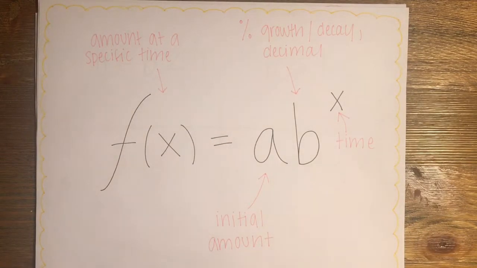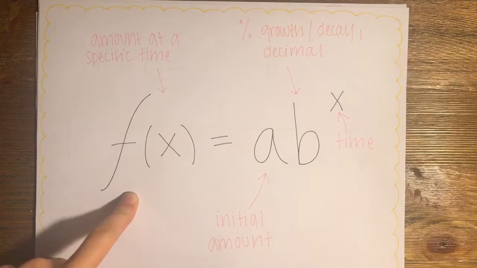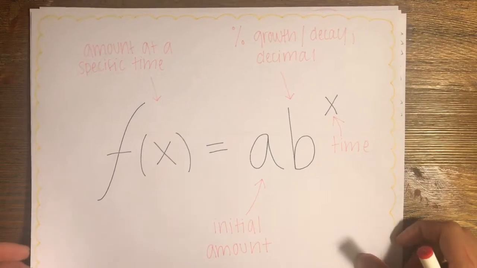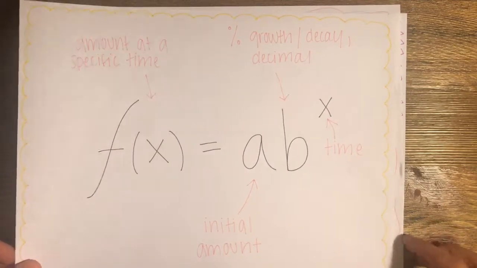Okay, so here is our standard growth and decay equation. Here we have our amount at a specific time, and then on the right, our A value is going to be our initial amount, and our B value is going to be percent growth and decay expressed as a decimal, and then X is going to be time. This will make a lot more sense when we look at problems later, but it's probably a good idea to memorize this formula so that when you're asked to make equations, you understand how everything fits together. But like I said, it'll make more sense later.